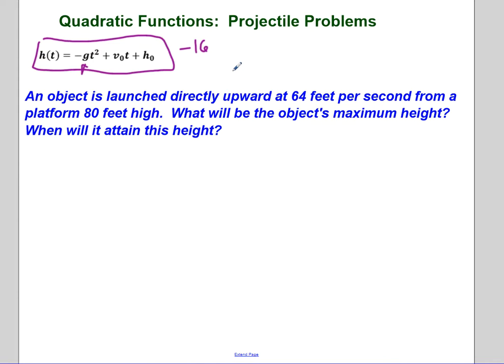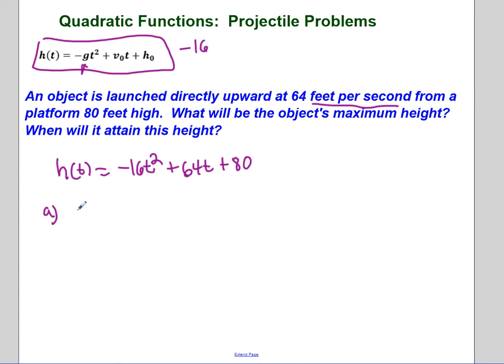Okay? Now, all we're going to do is take this problem and plug it into our root formula. So we're going to have h of t is equal to negative 16, because we are doing feet per second, because right there. And we're going to add in our initial velocity of 64 feet per second and our initial height at time 0, which is 80.